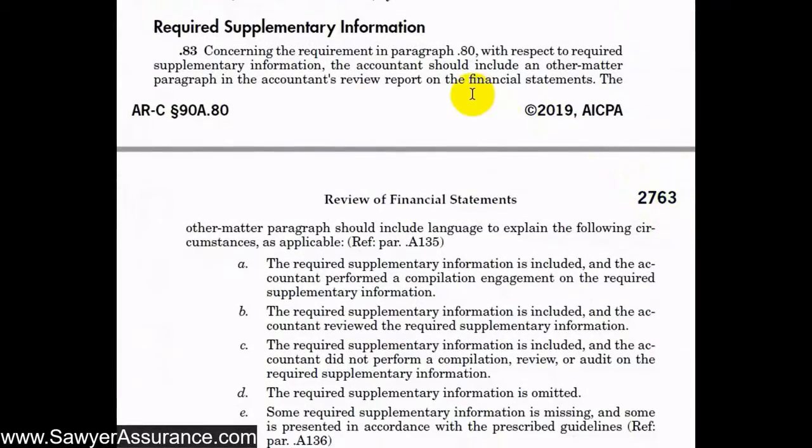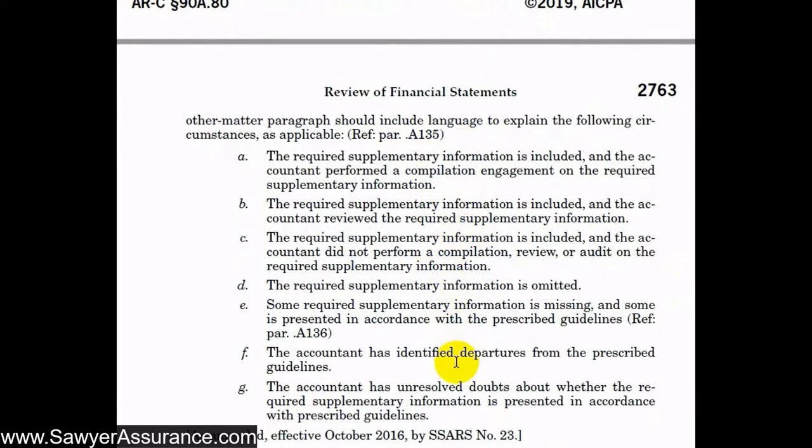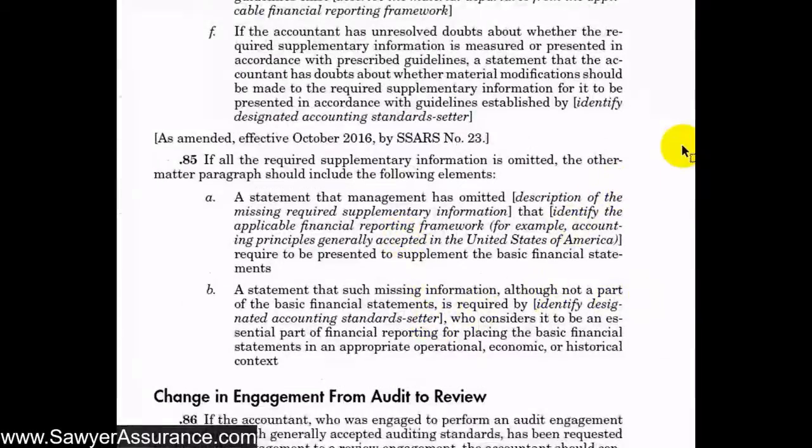So let's start with the first one, where we should include an other matter paragraph that describes the situation, however it may be. So we don't necessarily include all of these items, but the ones that are applicable to our situation. So if we performed a compilation engagement on the required supplementary information, we would say that. Or if instead we reviewed the supplementary information, then we would say that we reviewed the required supplementary information. And if we neither compiled, reviewed, or audited that supplementary information, we would say that. And if it turns out that required supplementary information was omitted, we should say that. And of course, we'll discuss that more in detail down here with these two paragraphs.